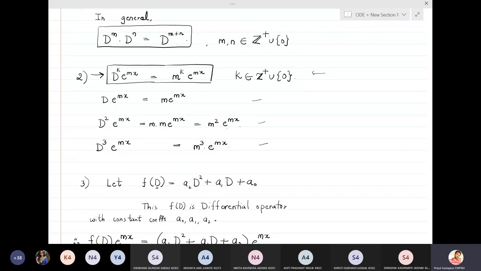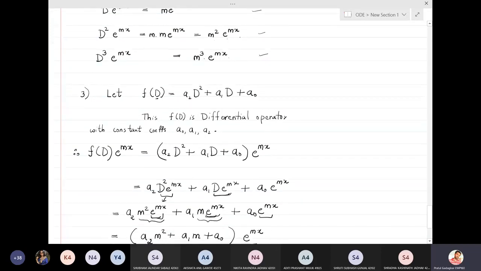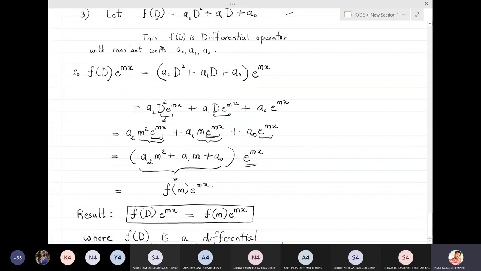In the next part we did that if I take a polynomial f(D), which is a2 D square plus a1 D plus a naught, then we have observed that f(D) e raised to mx turns out to be f(m) e raised to mx. This was also done in the previous class. So let us now move ahead.